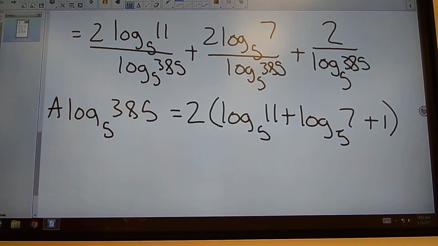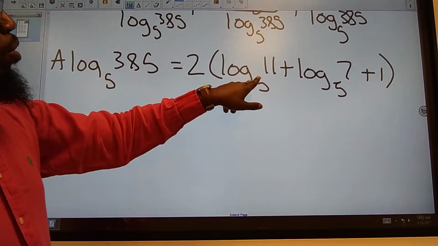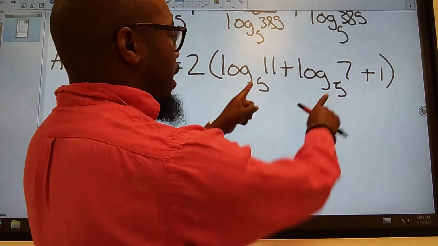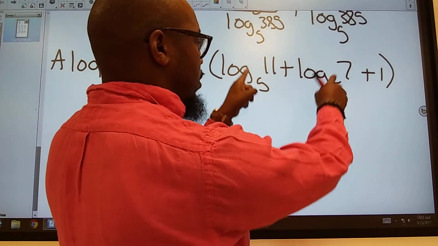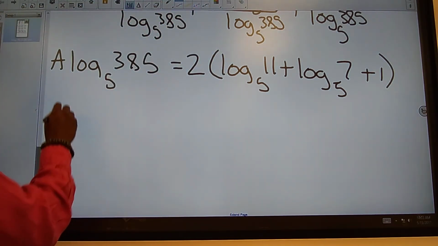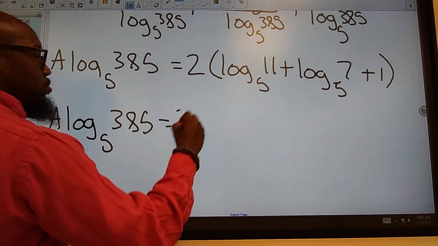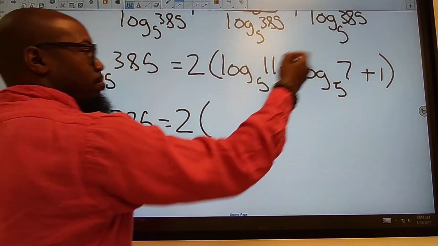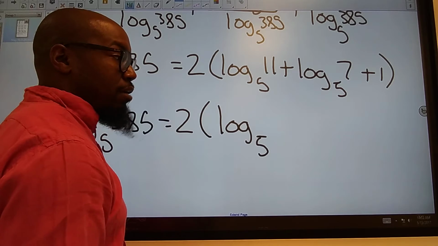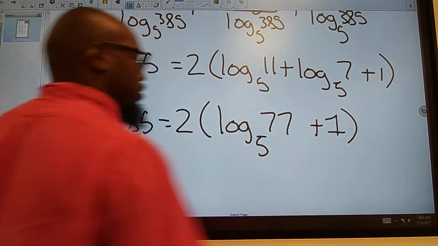All right. So now that I have that, according to my logarithm laws right here, I can add these two things together. Well, when I have two logs that have the same base but they're being added, it's the same thing as multiplying. Okay. So this now becomes, instead of 11 plus 7, log base 5 of 11 times 7, which is 77. And then I still have my plus 1 here. Okay.